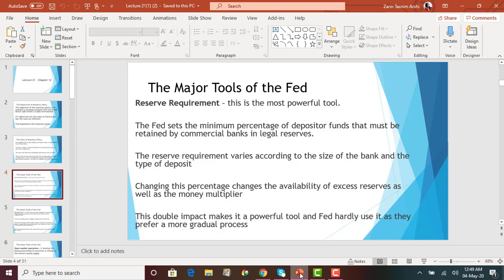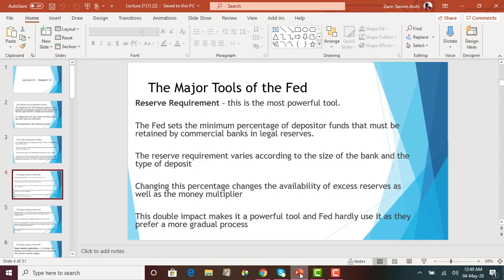So the reserve requirement is very important. It is a very important and powerful tool to control the money supply. If the Fed increases the reserve requirement, banks can loan out less money, which means the money supply decreases. The vice versa is also true. If the Fed decreases the reserve requirement, banks can loan out more money to the people. People will have more money in their hands and the money supply will go up.